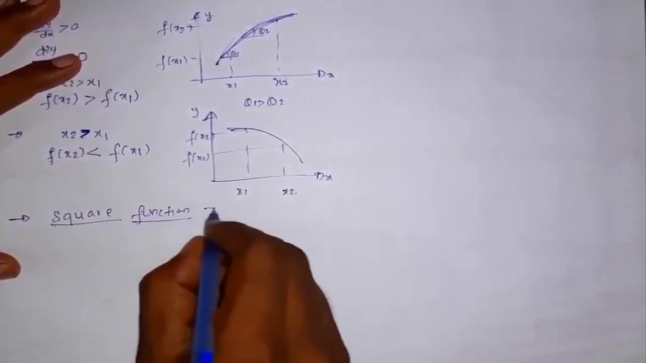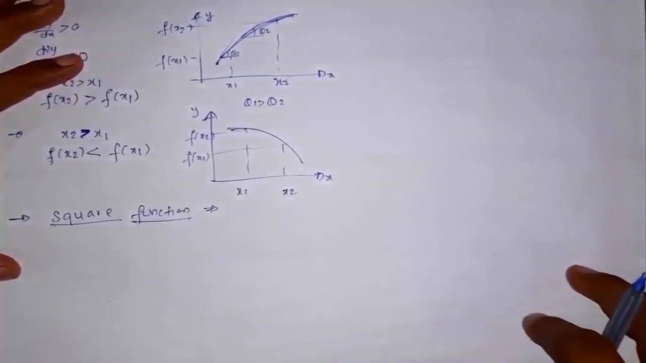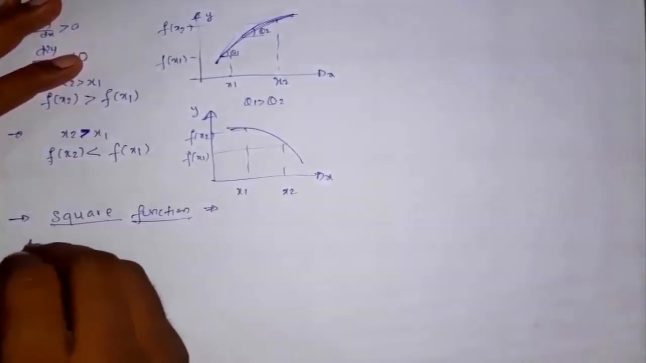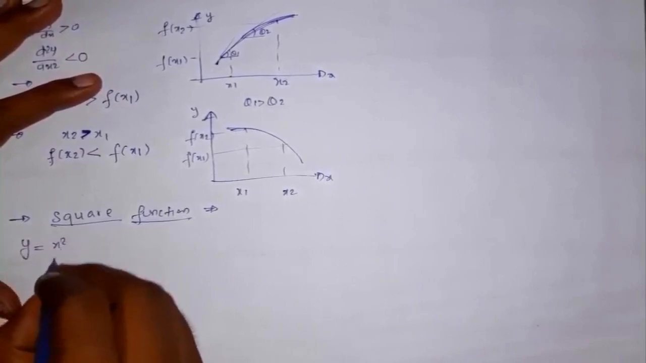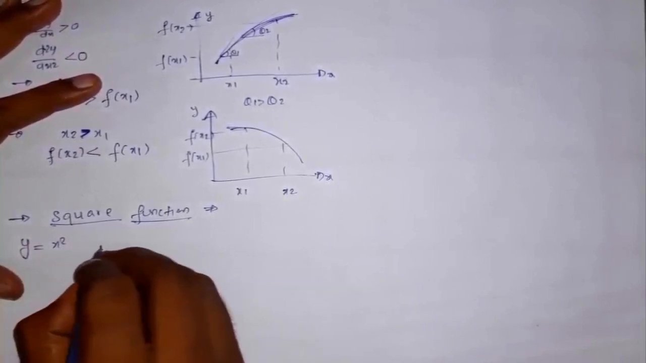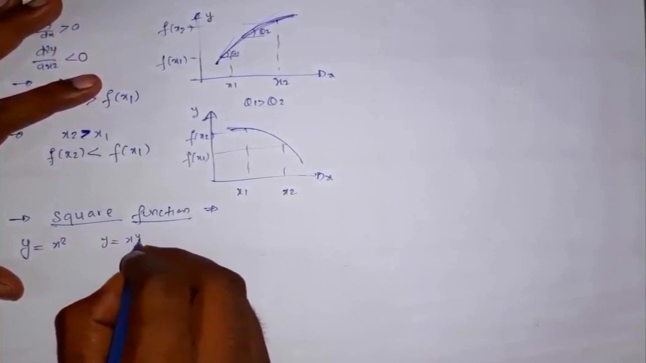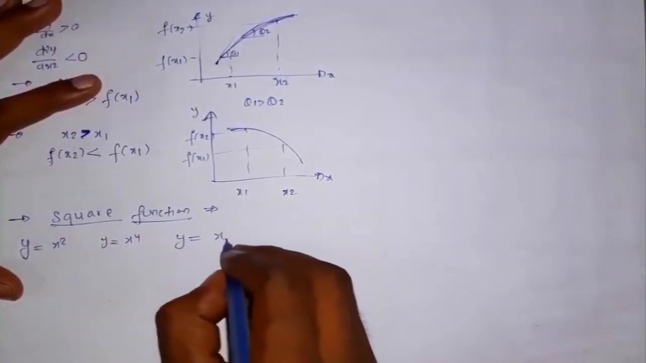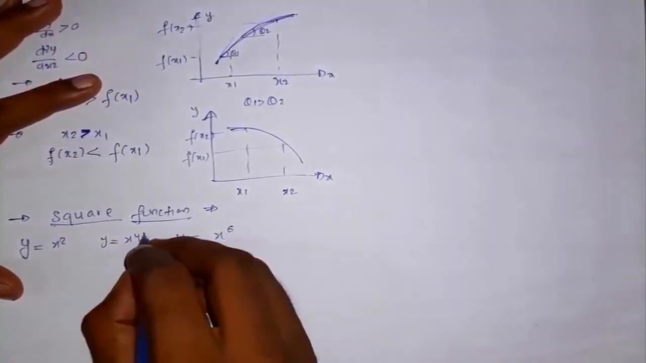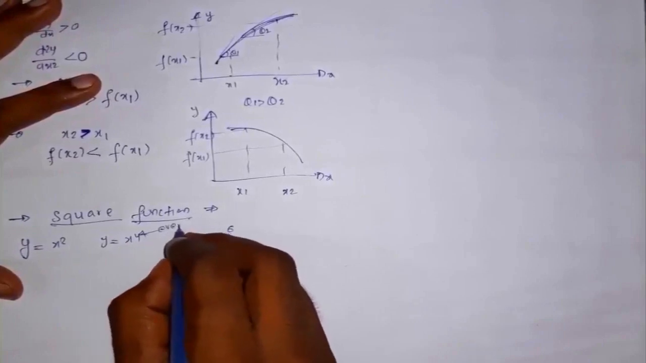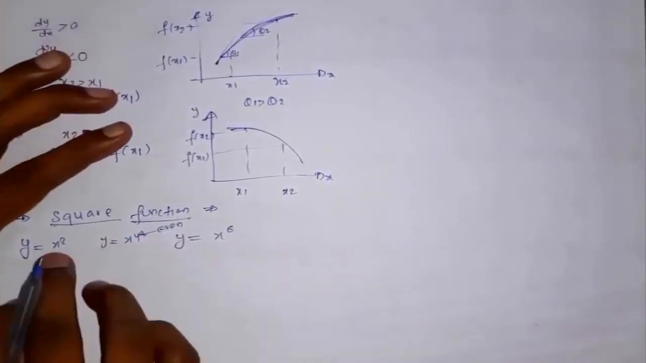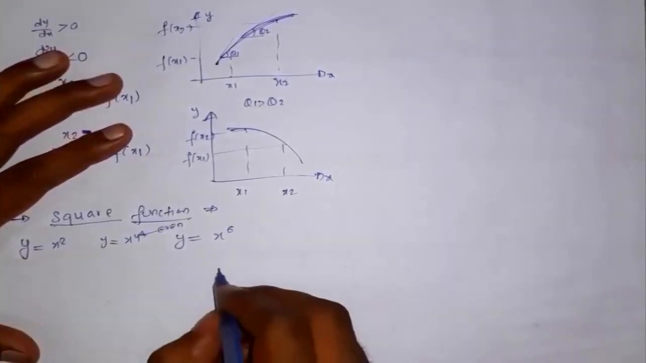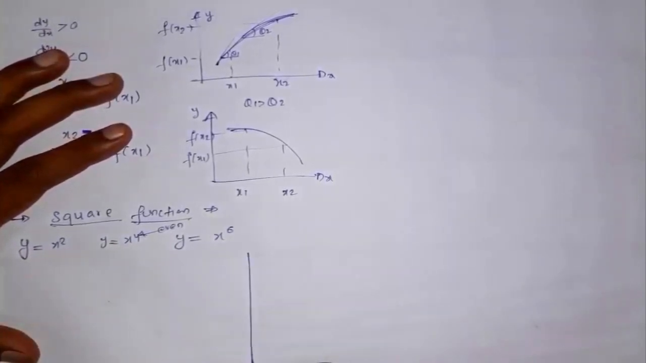Square functions. As far as the square function is concerned, the most popular one is y equals x square, and this can be y equals x to the power 4, or y equals x to the power 6. That means all the powers are even. So for these types of functions, the graph of the function will be like this.